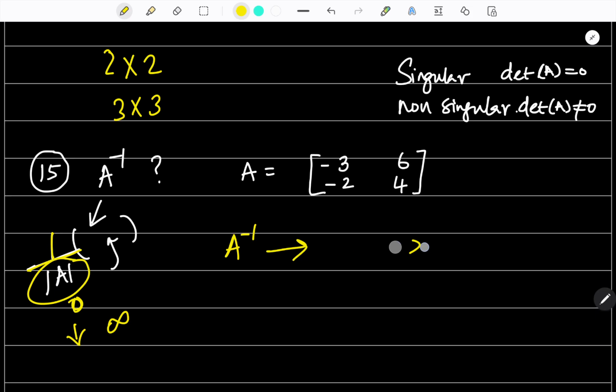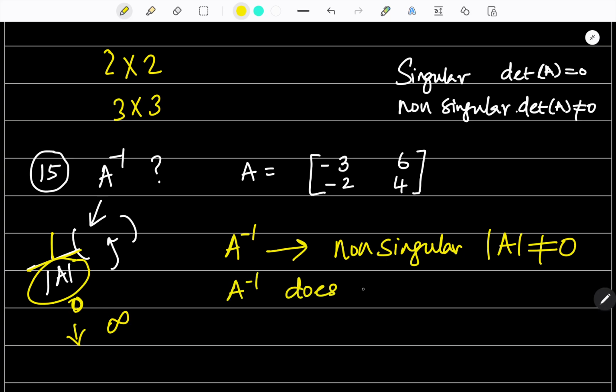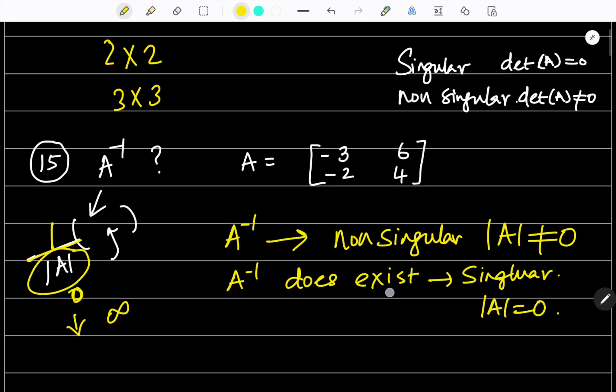Again, I'm telling you, to find the inverse the matrix must be non-singular. Non-singular means what? Determinant of A not equal to 0. So if the determinant of A is equal to 0, then the inverse does not exist. The inverse does not exist when the matrix is singular. Singular means what? Determinant of A is equal to 0. Right. Let's start the question.